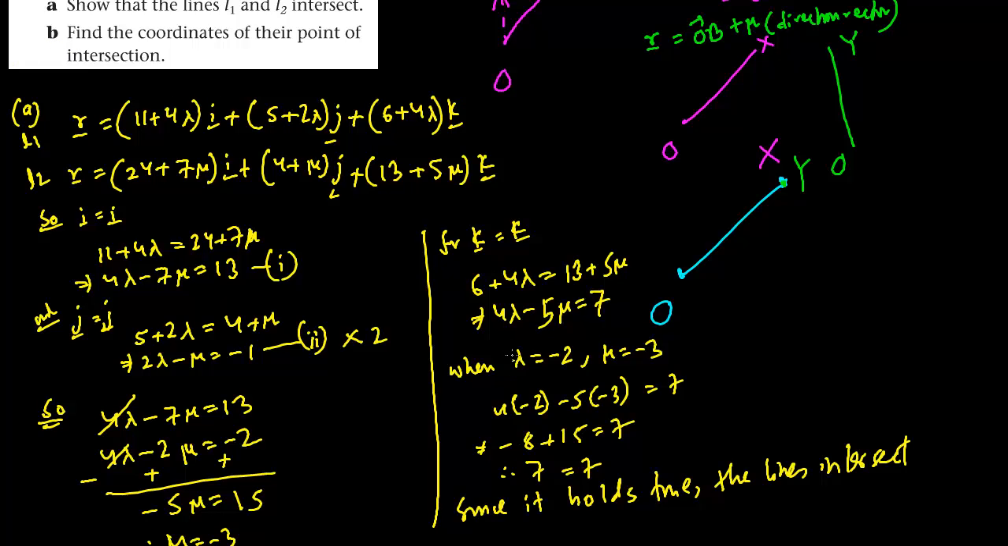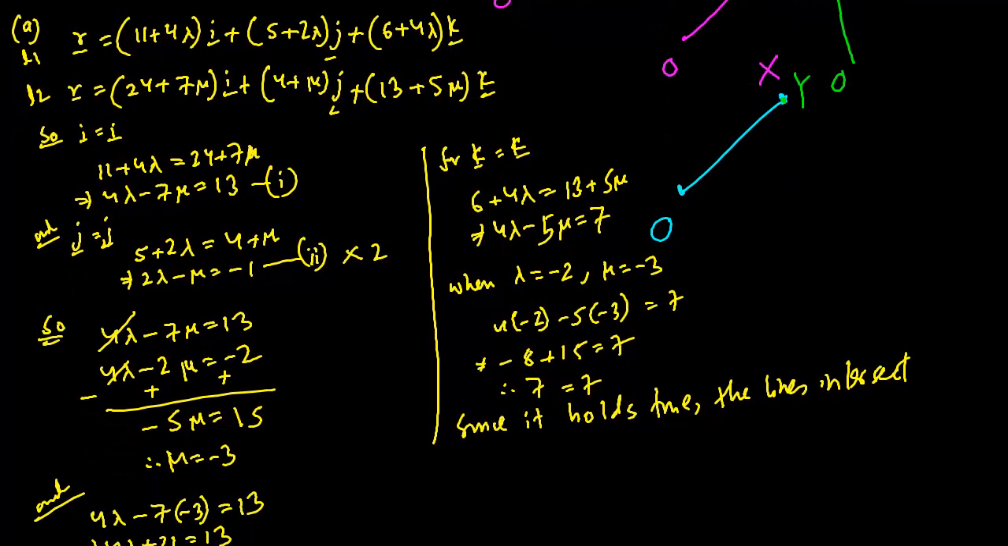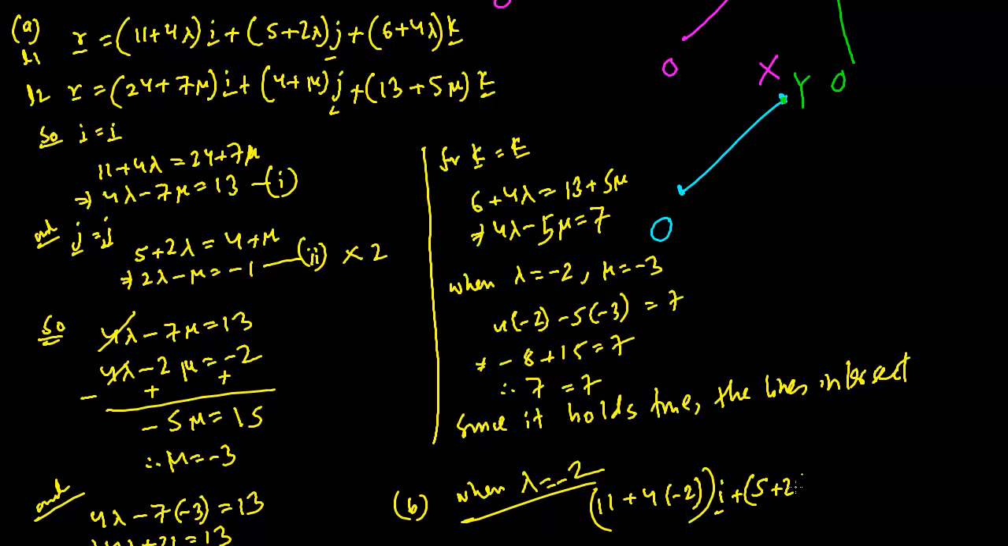Now that we know that the lines intersect, you can find the point of intersection either with lambda equals minus 2 or with mu equals minus 3. Let me show both. So question number B is going to be when lambda equals minus 2. So the position vector is going to be, I'm putting it over here, 11 plus 4 into minus 2 i plus 5 plus 2 into minus 2 j plus 6 plus 4 into minus 2 k. And this turns out to be 11 minus 8 is 3 i.